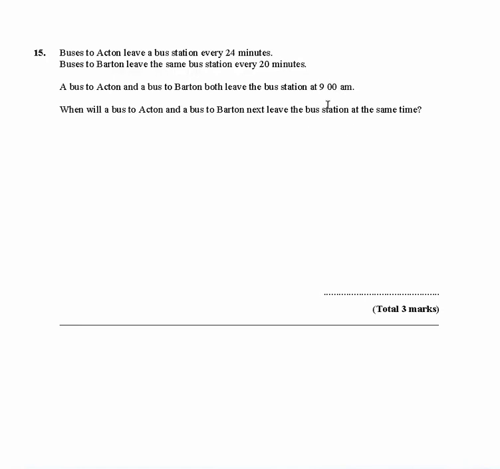Or you could say, okay, buses to Acton will be 9 o'clock, and then the next one will be 9:24, and the next one will be 9:48, and so on. But that involves a bit more working out. It's a bit tougher that way. And same thing for this one. Buses to Barton will leave at 9 o'clock, and then 9:20, 9:40, 10 o'clock, 10:20, 10:40, and so on. And sooner or later, like before, you'll get a time that appears in both lists. I think that's the most simple way of doing it.